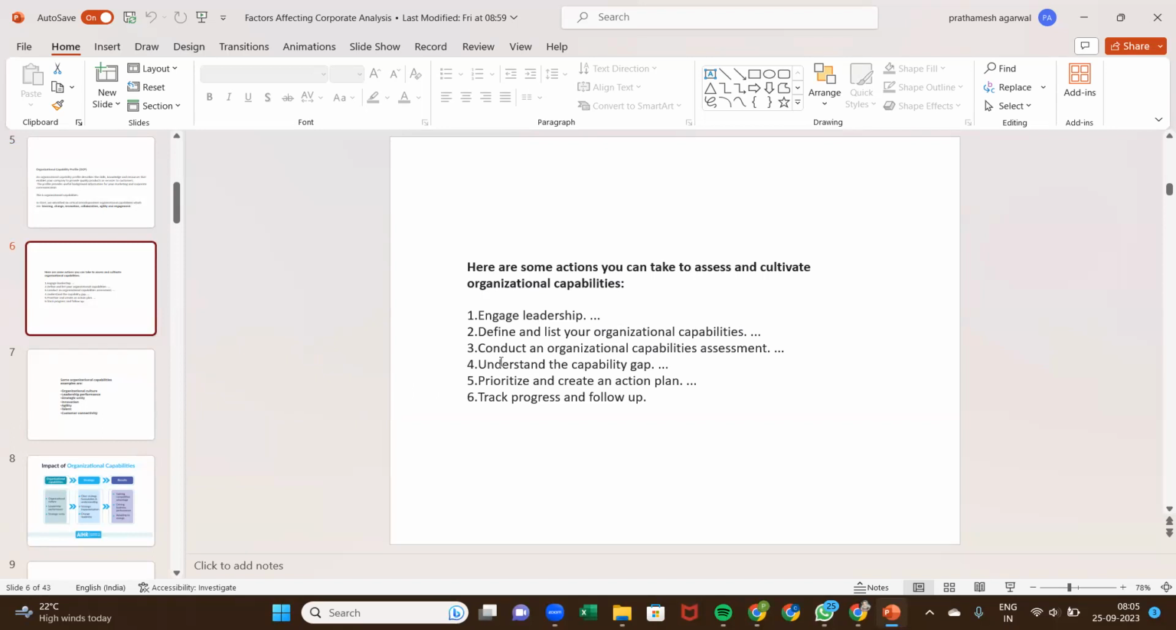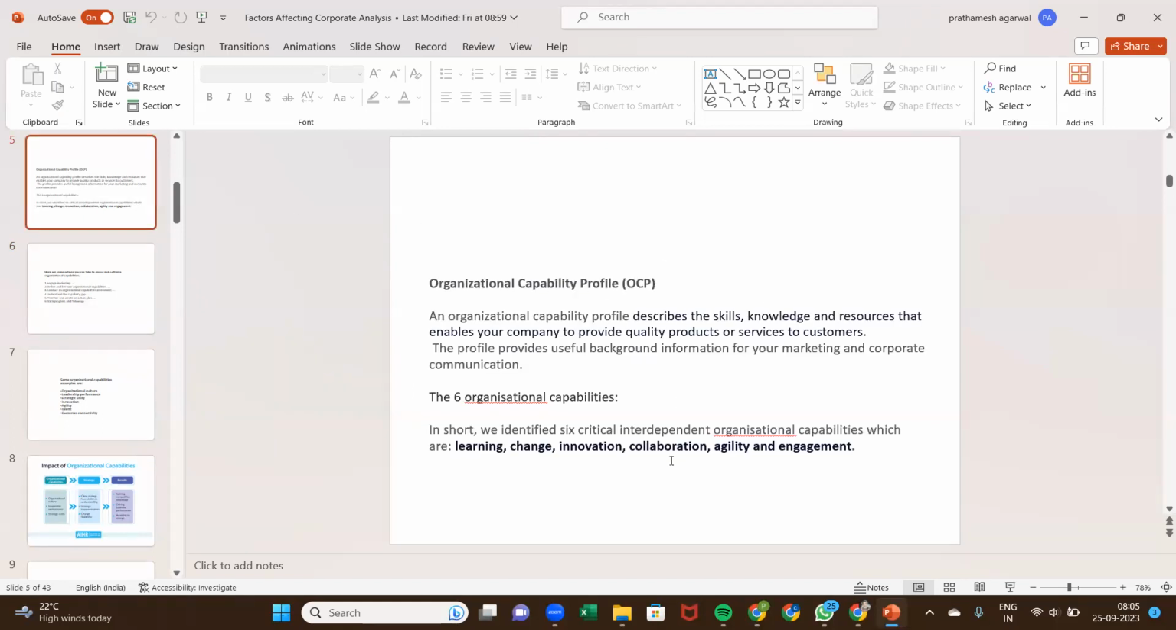Capability assessment. Key questions: learning, is an L&D department well defined? Then change, are the people in the organization ready to accept the change? Are there change agents? Then innovation, is R&D strong enough to get new innovative products, something new in the product, or are we doing value addition to the product? Then collaboration, do we have collaborations or expertise sharing with other companies? Then agility, how fast we move, and engagement. Engagement here you can talk about employee engagement also.